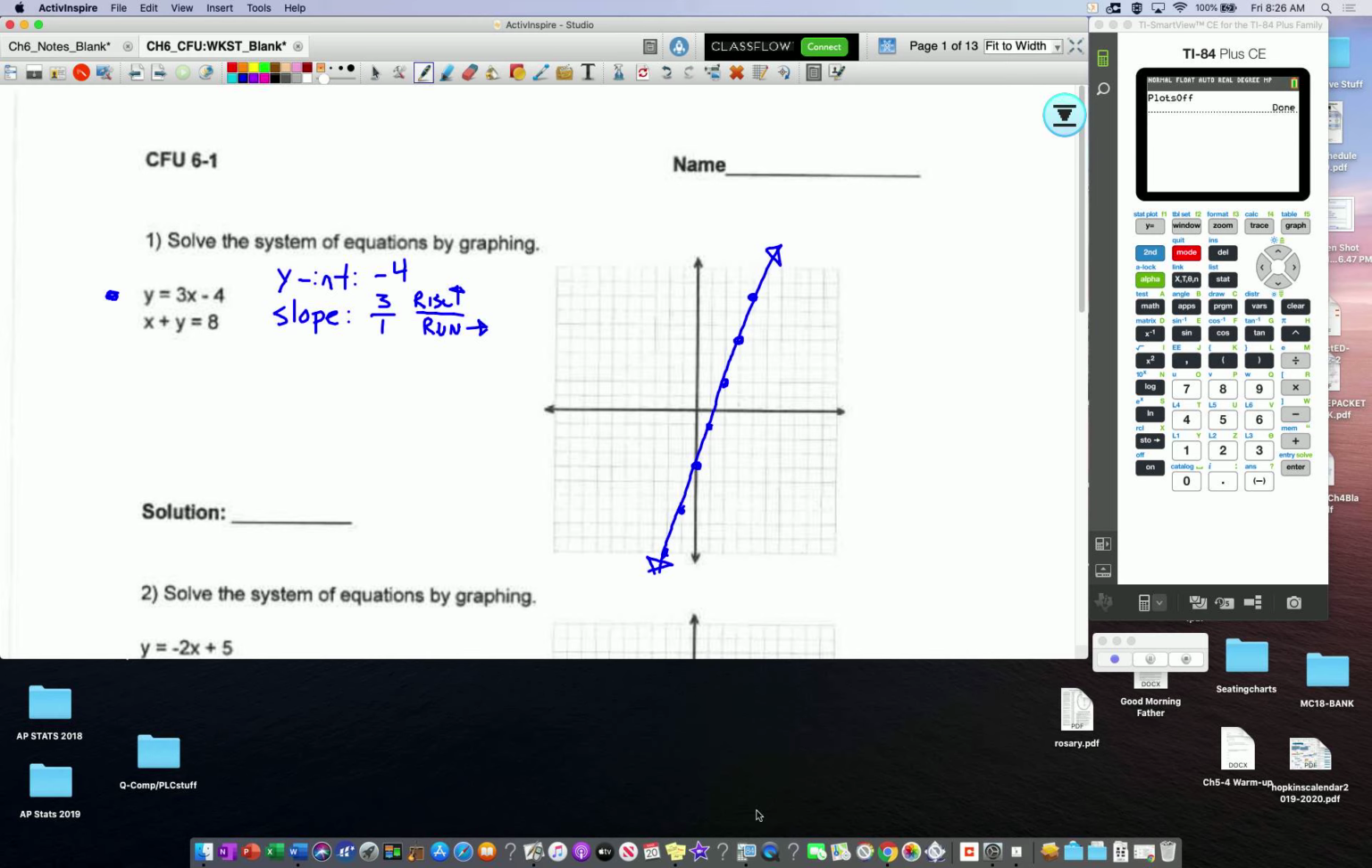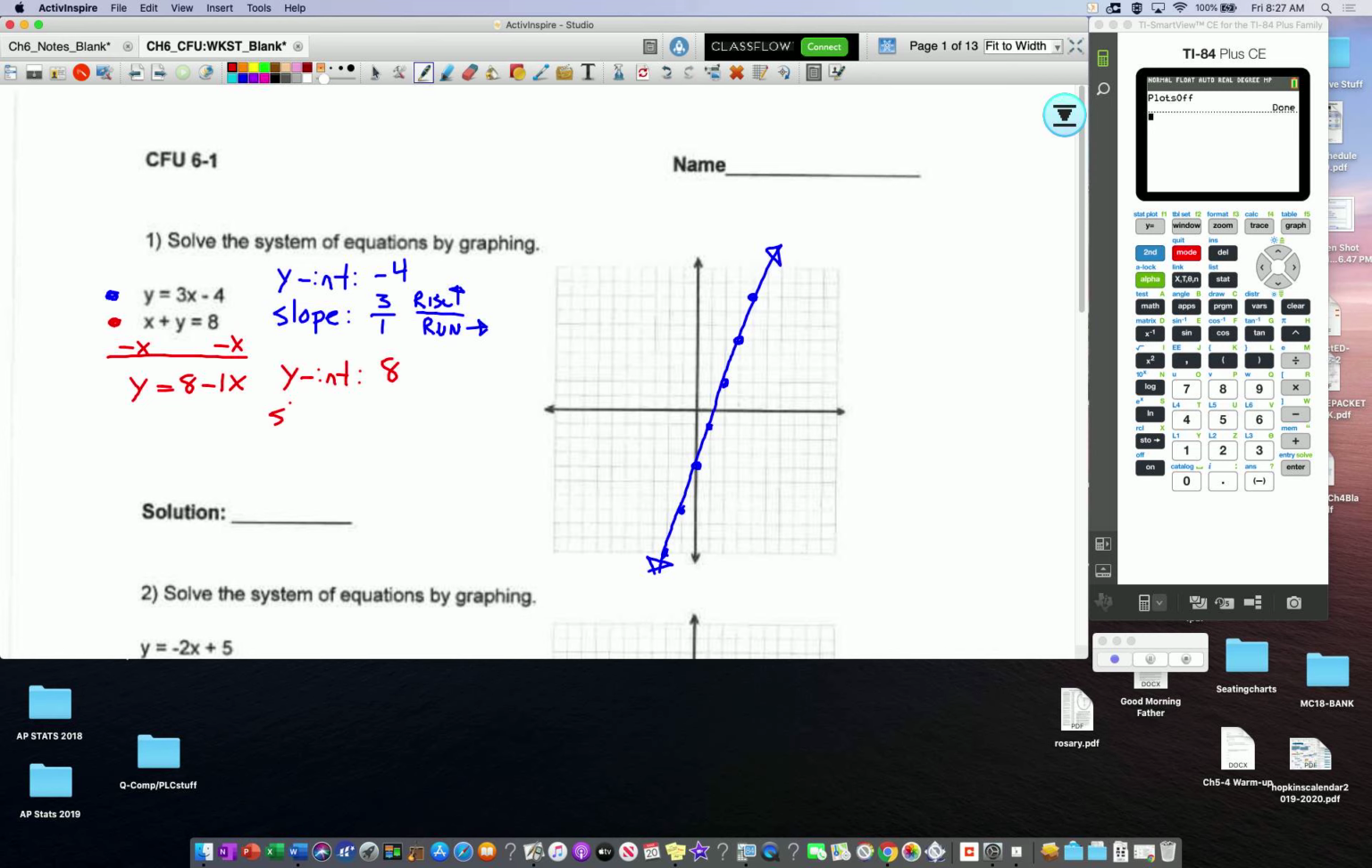Now I'm going to do the same thing for the second equation, here in red. Y is not by itself, so I have to subtract x first. So I have y equals 8 minus x. If it helps, put a 1 in front, so that when you identify your y-intercept, that's just the number 8.